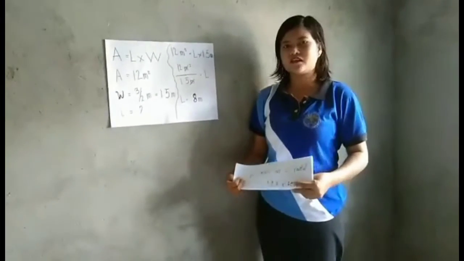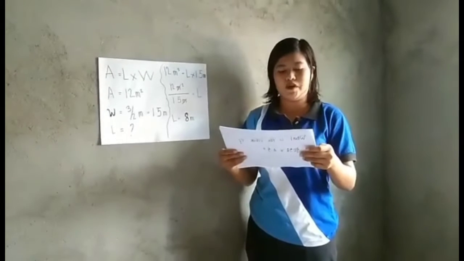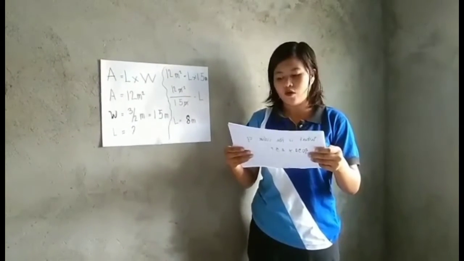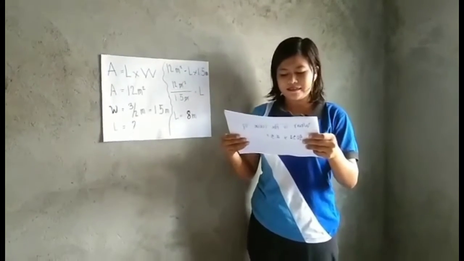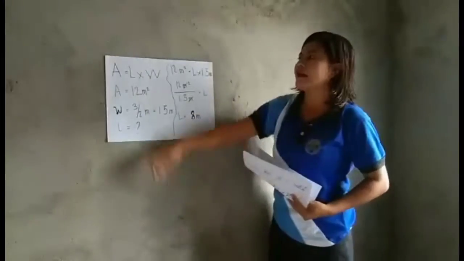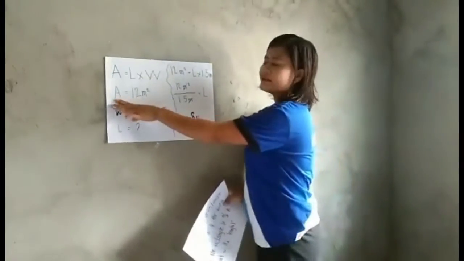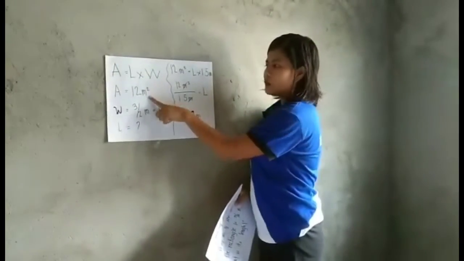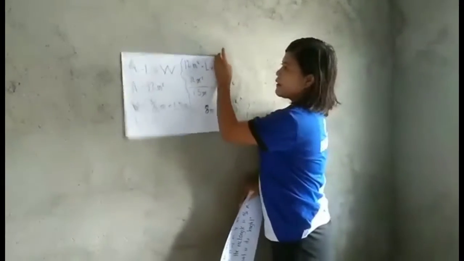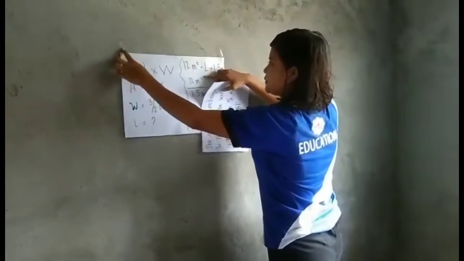Now, let's move on to the second problem. The second problem is, the area of a rectangle is 12 square meters. If the width of the rectangle is 3/2 meter, what is the length? So, ito yung ating formula para makuha si length. Ang ating formula is area is equal to length times width. Ang given natin area is equal to 12 meter square and the width is 3/2 meter, which is pag i-divide natin siya, makukuha natin yung 1.5 meter.